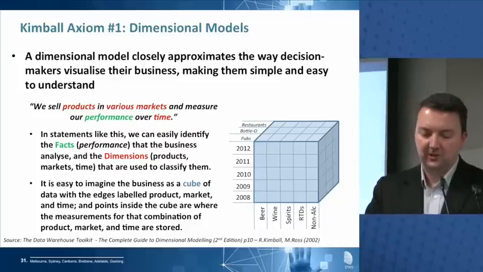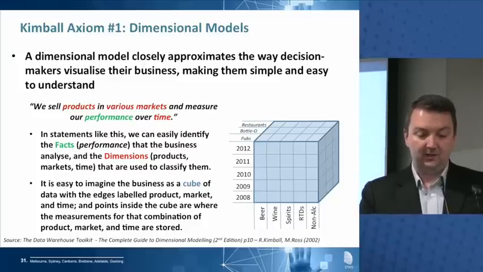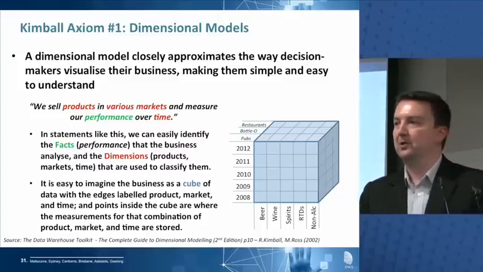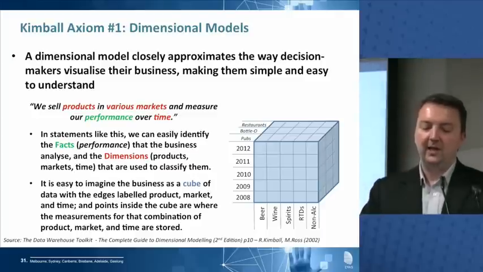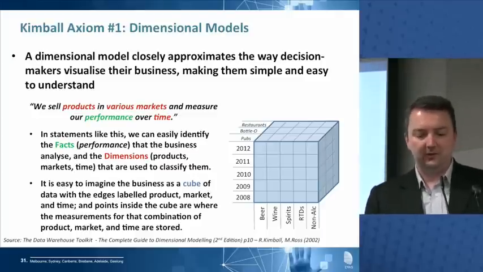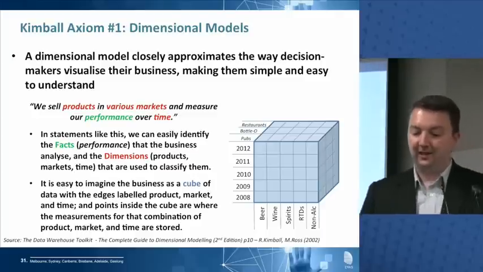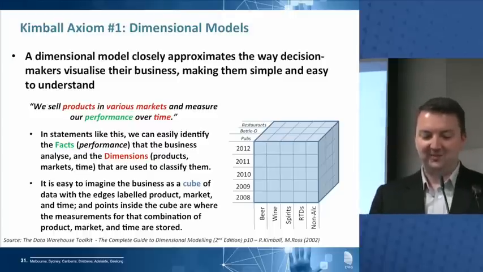What sort of business do you do, CEO? And here's a nice line here. We sell products in various markets and measure our performance over time. All right? And this statement contains a lot of things of interest to us. Okay? And I've colour-coded them for you. All right? Aren't I nice?